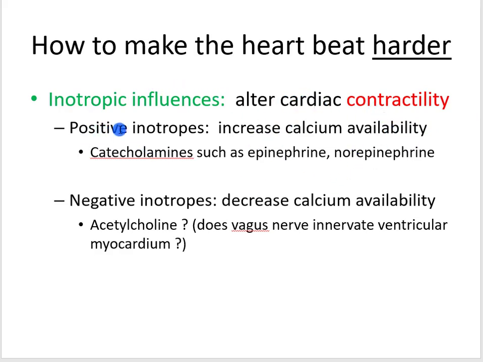The positive inotropes are things that increase calcium availability within the heart muscle itself. These are catecholamines like epinephrine and norepinephrine. So if we take a step back, what are we really saying? Sympathetic stuff, fight or flight, makes your heart beat harder. And that should be consistent with what you know.